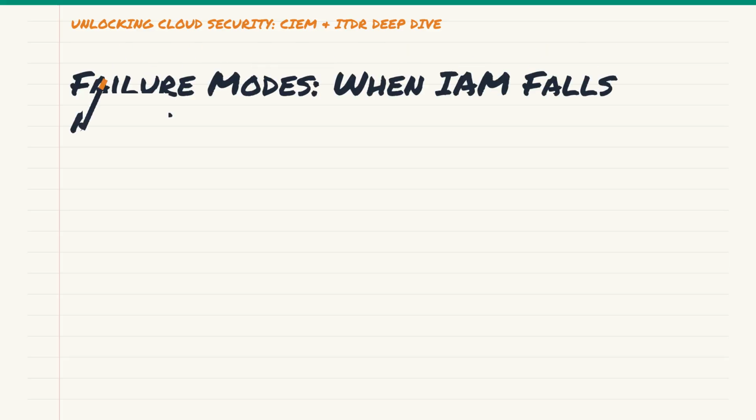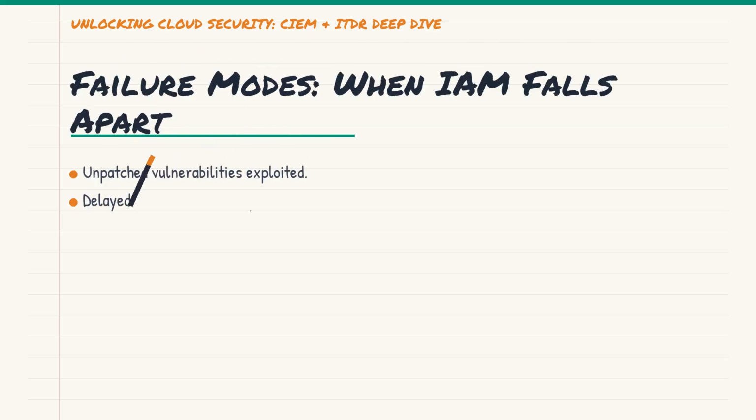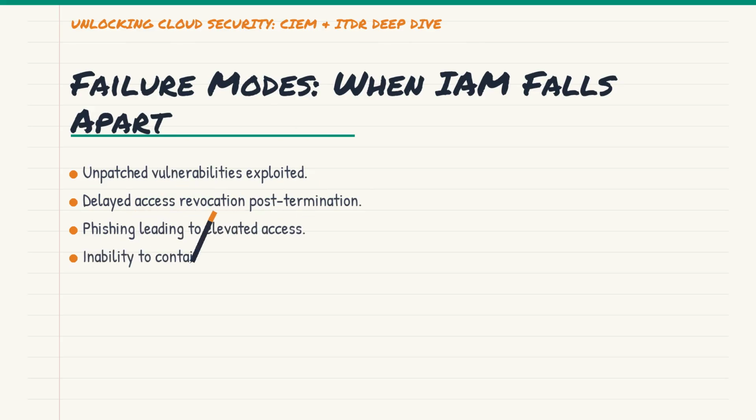What happens when IAM fails? You get situations like the Equifax breach. While complex, a significant factor was the failure to patch a critical vulnerability and then likely an inability to quickly revoke access or contain the damage once the breach began. On a smaller scale, it's when an ex-employee still has access, or when a phishing attack successfully compromises a user with elevated privileges, leading to widespread data loss or system compromise. It's the failure to have robust processes and timely enforcement.